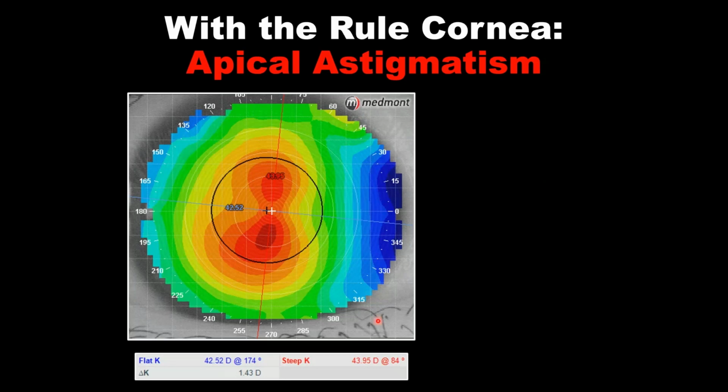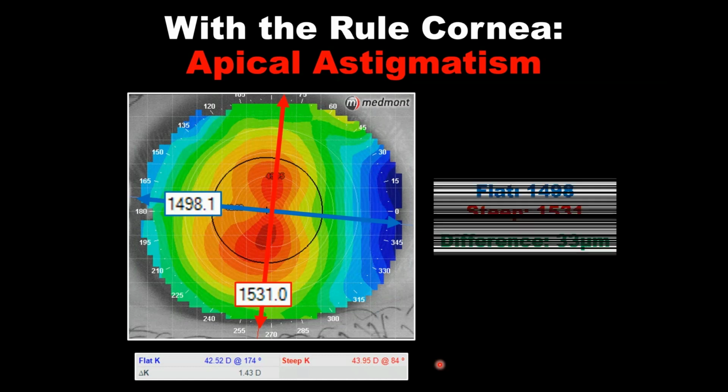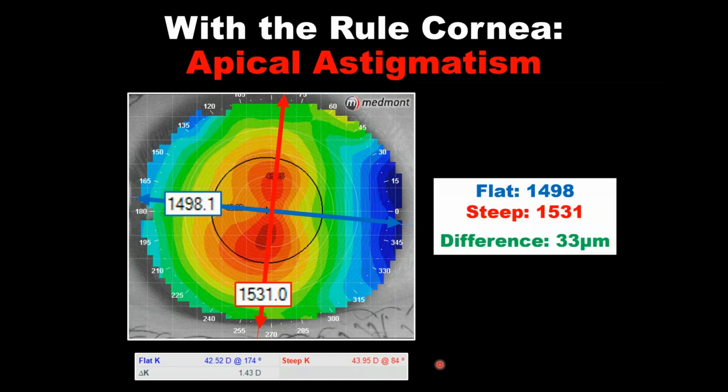Let's take another patient. Here we have a corneal astigmatism of near to 1.5 diopters. So that would be about 0.28 millimeters of corneal astigmatism, a low corneal astigmat. Let's look at the sagittal depth of the flat, the sagittal depth of the steep, and what is the difference between those two values. So we'll just subtract them from each other. And this patient has 33 microns of difference between the height of the flat and the steep.